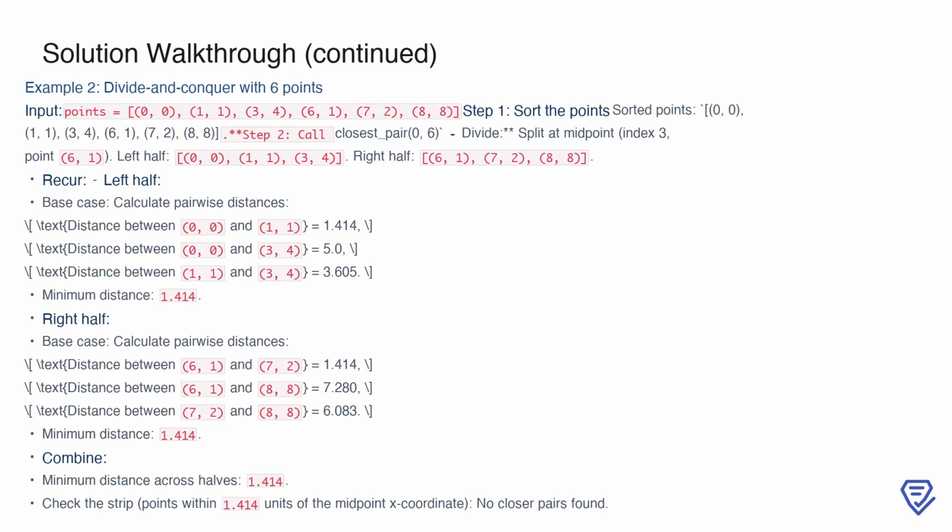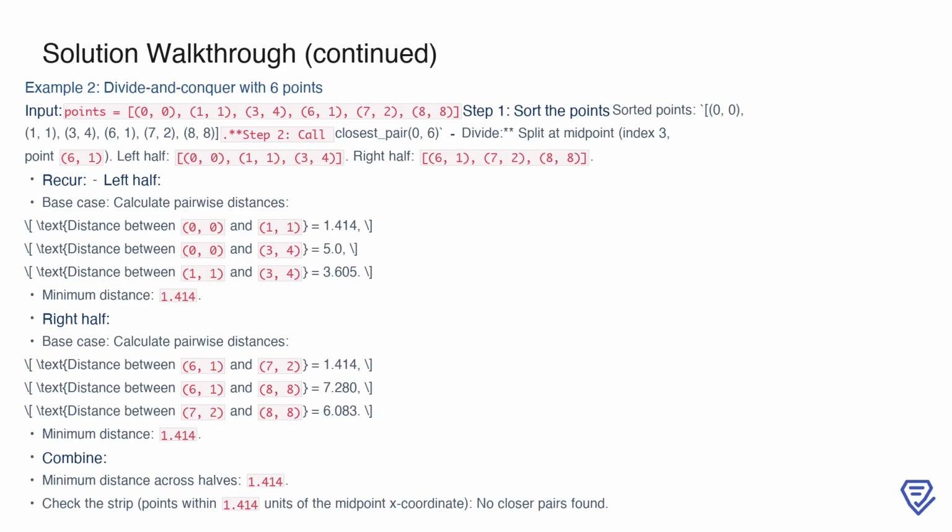Now, let's look at a slightly more complex example with 6 points: (0, 0), (1, 1), (3, 4), (6, 1), (7, 2), and (8, 8). We start by sorting the points by their x-coordinates, resulting in the order (0, 0), (1, 1), (3, 4), (6, 1), (7, 2), and (8, 8). Next, we call closest_pair with the indices spanning all 6 points.